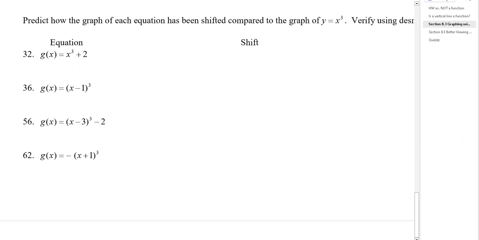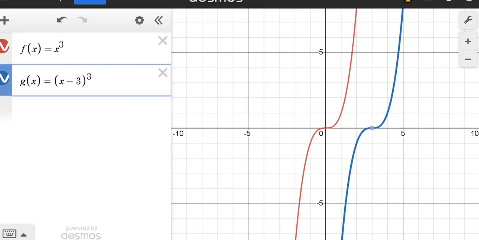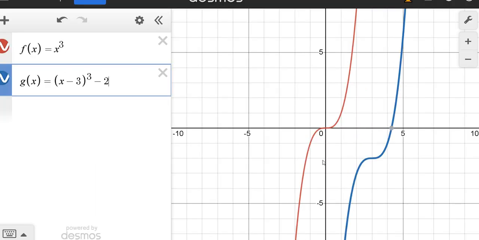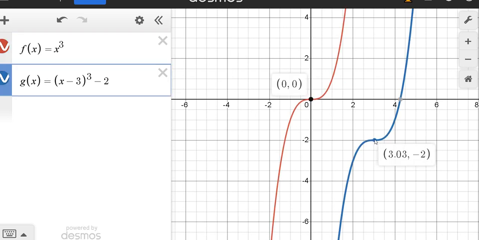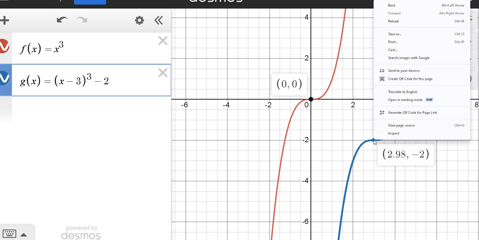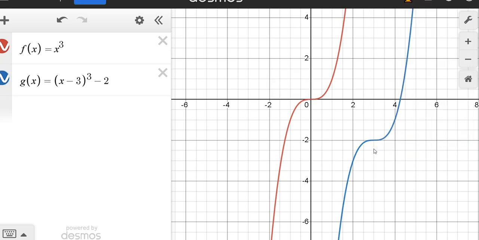Let me just take a look. Minus 2? Yeah, okay. Minus 2. And you can kind of see by comparing points, this point here has been shifted to this point here. So to the right by 3 and down by 2. So it's the same graph, it's just been shifted a little bit, that's all.